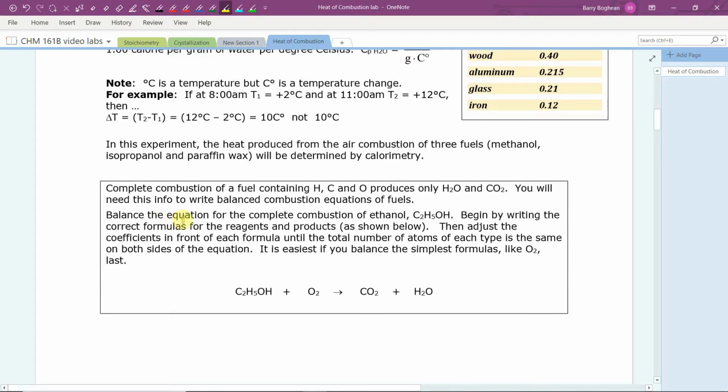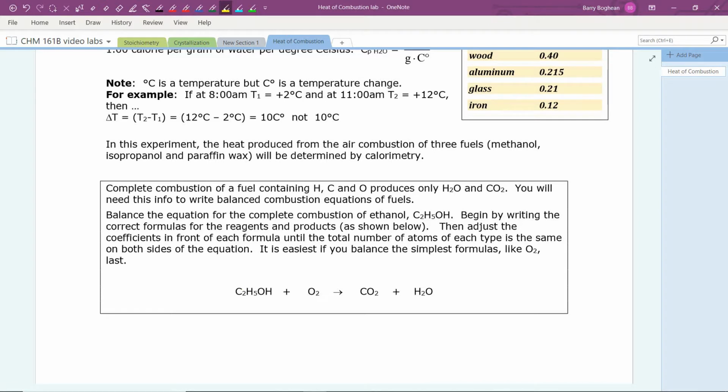Let's balance the equation for the complete combustion of ethanol in oxygen. So we place our reactants on the left-hand side of the equation, the products on the right. Now in a balanced equation, you have to have the same mass on both sides of the equation. We have to have the same number of elements of each kind on both sides of the equation. So I need the same number of carbon atoms on both sides, the same number of hydrogen atoms on both sides, and the same number of oxygen atoms on both sides. And we do this by adding whole number coefficients in front of each formula to balance it.